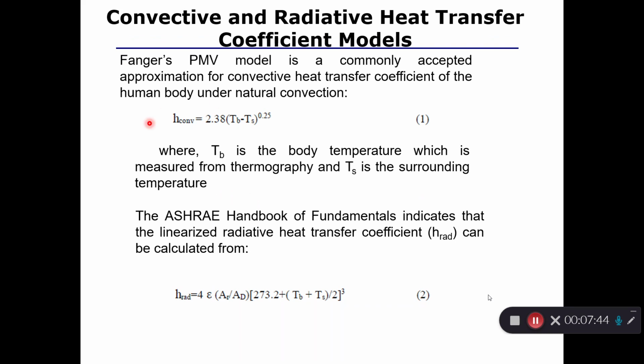So we basically use these two models. The first one is Wenger's PMV model, which is a popular one for calculating the heat transfer coefficient, where TB is the body temperature and TS is the surrounding temperature. And for the radiation model, we took it from the ASHRAE handbook. So this is emissivity and AR over AD. I'm going to show that on the next page.